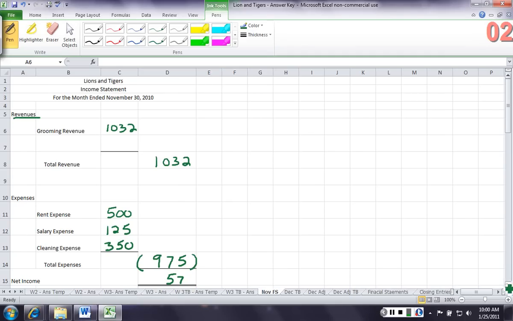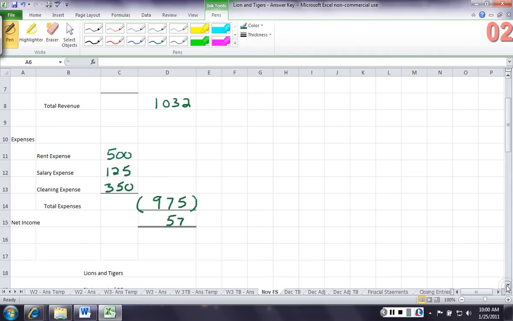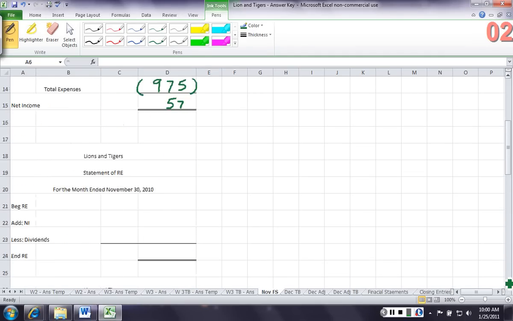Now once again, this information is all copied straight from the trial balance. So we only need one piece of paper in front of us. We don't need to have all the journal pages, the ledger pages. This is what we're going to prepare off of.